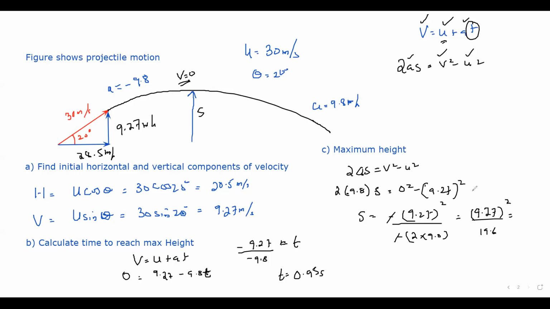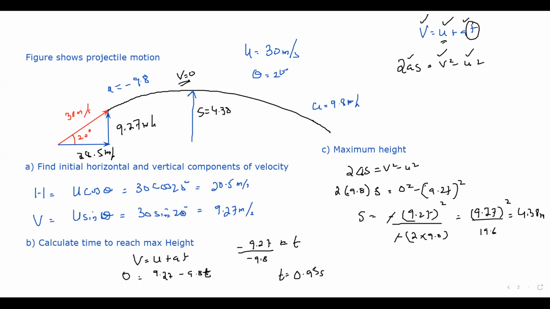What is the maximum height reached by the projectile? That is 4.38 meters. So 4.38 meters is the maximum height this projectile will reach.